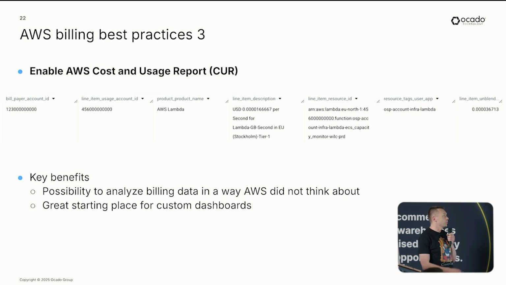Tip number 3 is about enabling something called AWS Cost and Usage Report, which is CUR in short. And what that is, it's kind of like a CSV file, usually quite a huge one, that AWS will put in your S3 bucket, and it will contain all the billing line items with all the costs that you incurred throughout that day. So this is an example of that, just a couple fields. In our case, it's probably something like 40 plus fields, but you will have at least payer account ID, so basically the root account ID.